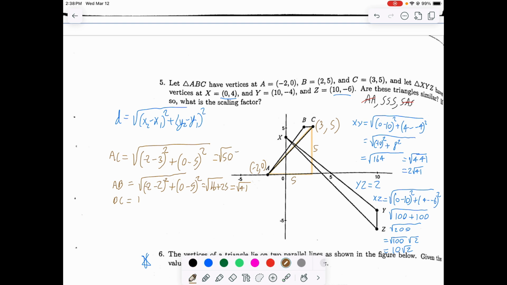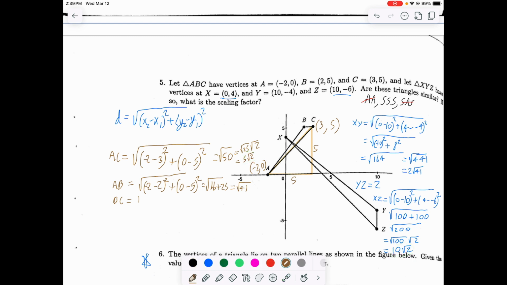But the square root of 50 doesn't look like 10 times the square root of 2, but it can break down. It can be the square root of 25 times the square root of 2, and the square root of 25 is 5, so it's 5 root 2. Notice how this is double. So it turns out that these two triangles are similar using side, side, side.